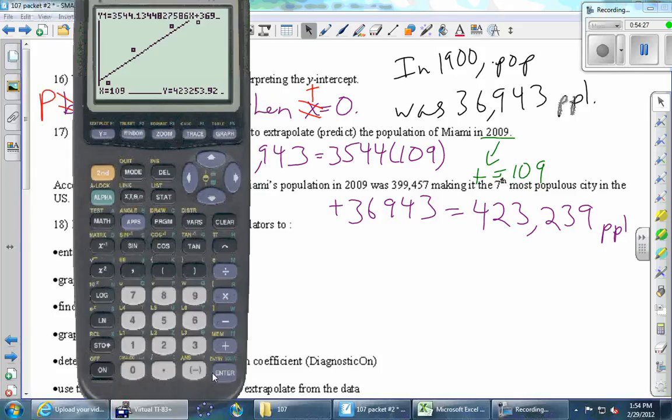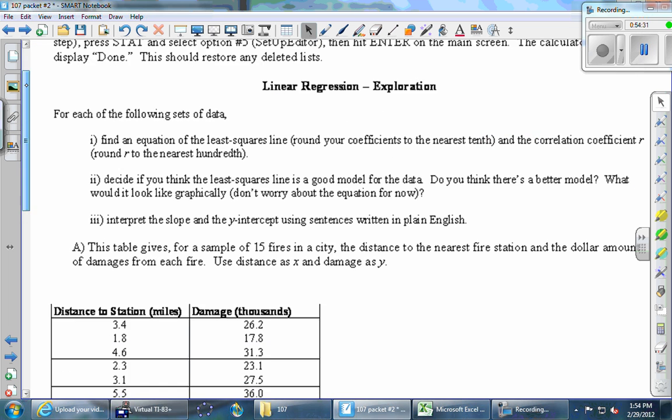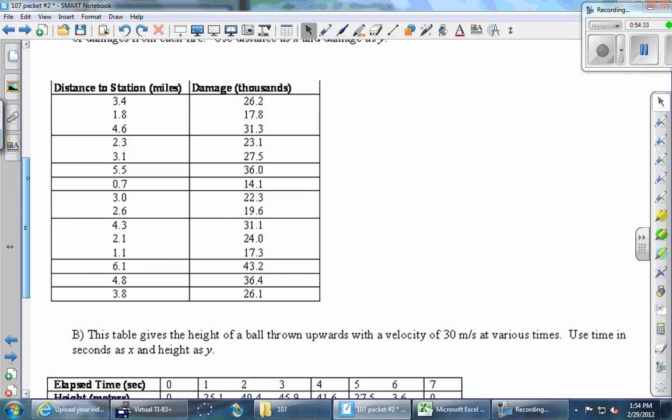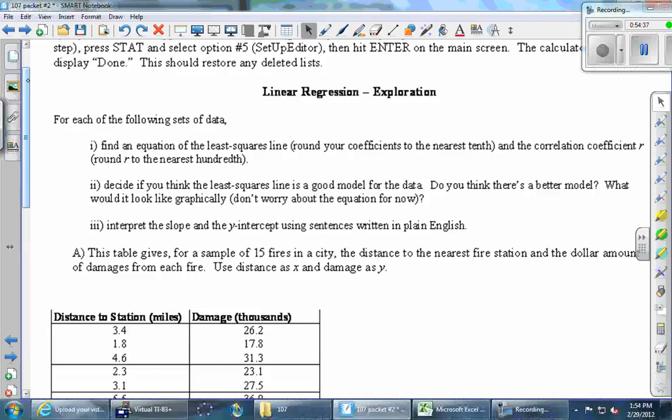Okay, what I would like for you guys to do, you have 16 minutes. There is, on the next page, this is page 10, a bunch of examples of sets of data. So what you're going to do is find the equation of the least squares line using all of the nice little tricks we just learned. You're going to decide if the line is good or not by looking at the picture. And you're going to interpret the slope and the y-intercept using a sentence in plain English.